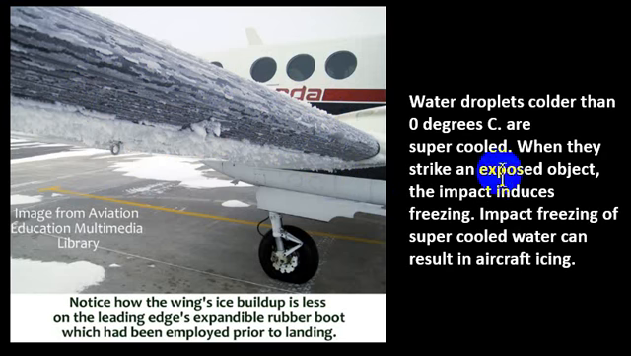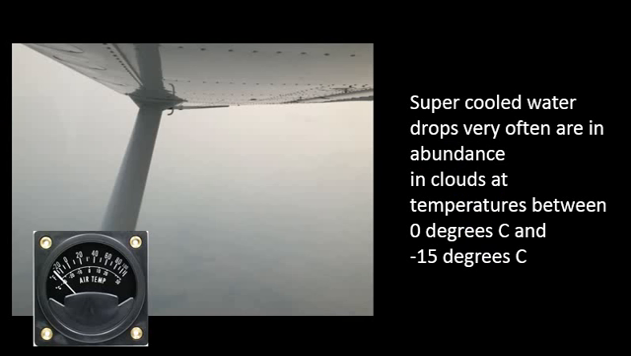So we did talk about that. Water droplets are super cooled. When they strike an exposed object, the impact induces freezing. You can look at that slide on your own. Super cool water drops are very often in abundance in a cloud at temperatures between 0 degrees Celsius and negative 15 degrees Celsius. So when you hit 0 degrees, that's really the freezing point. And if you're in any type of clouds, you need to be watching.